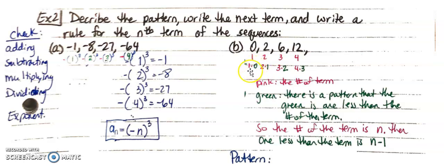Well, I have to think of it in terms of n. I got 0 by taking this n and subtracting 1 from it. I got 1 by taking this n and subtracting 1 from it. I got 2 by taking this n and subtracting 1 from it, and so on. So our green term can be gotten by taking 1 away from n, which is just n minus 1. So my pattern is n, our pink term, times n minus 1, the green.